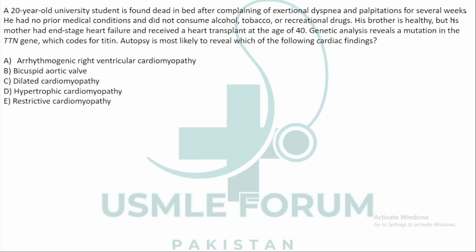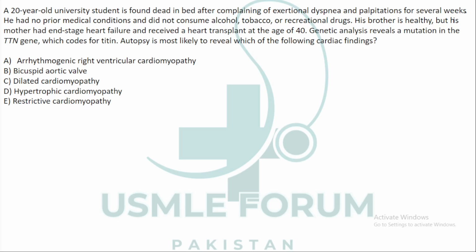Okay, so our first case, here you go. I think that by this time you might be familiar with my question solving style: I read out the last line, then I skim the options, and then I move back to the stem. So, autopsy is most likely to reveal which of the following cardiac findings? The question is asking me about some sort of cardiac findings. Cool. Arrhythmogenic right ventricular cardiomyopathy, bicuspid aortic valve, dilated cardiomyopathy, hypertrophic cardiomyopathy, restrictive cardiomyopathy.